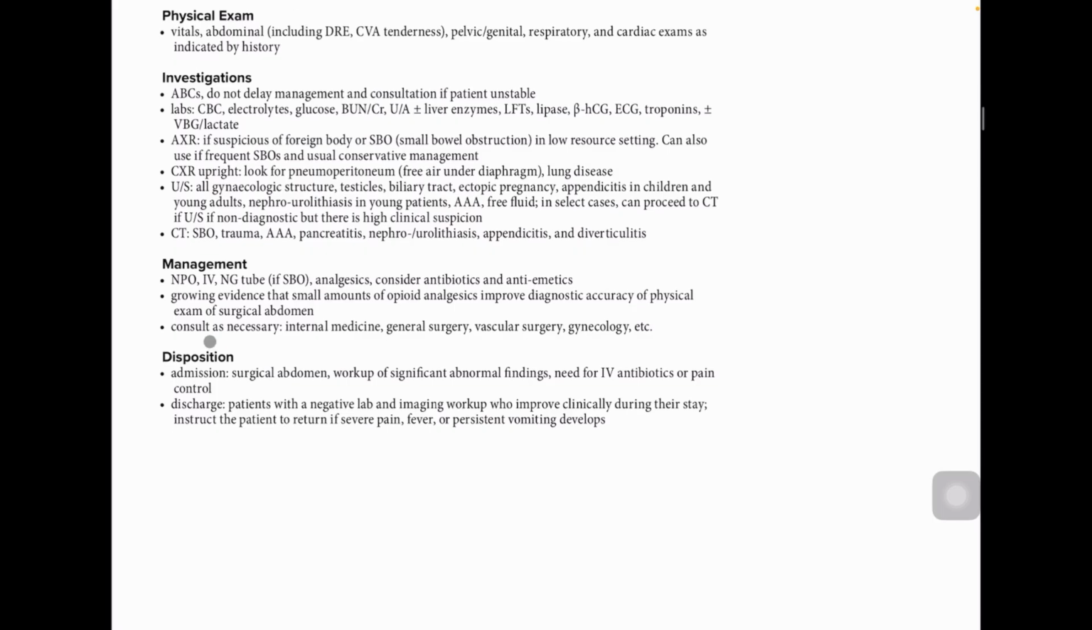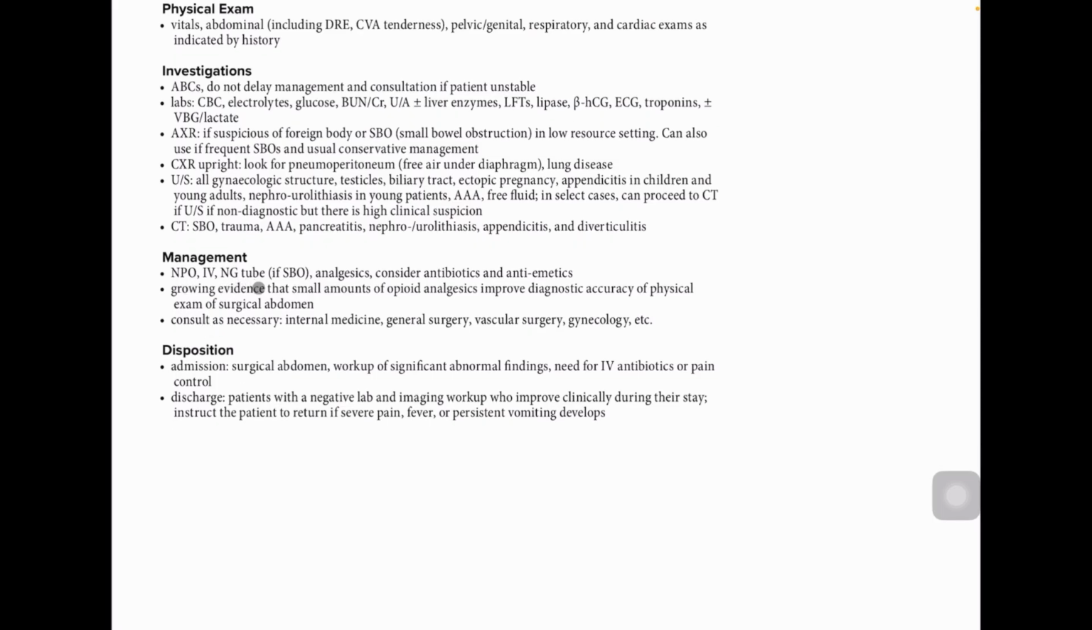CT is usually done for small bowel obstruction, trauma, abdominal aortic aneurysm, pancreatitis, nephrolithiasis, appendicitis, diverticulitis. Mostly gut symptoms, appendix symptoms, stones, pancreas, and trauma, abdominal aortic aneurysm and small bowel obstruction. You do a CT scan. Management, NPO, IV, NG tube. So you'll keep the patient, you'll ask the patient to fast, and then you'll give him IV hydration.